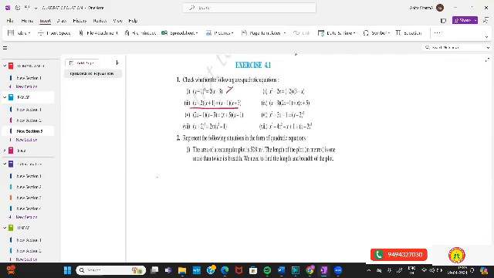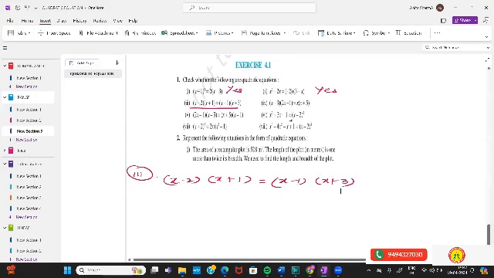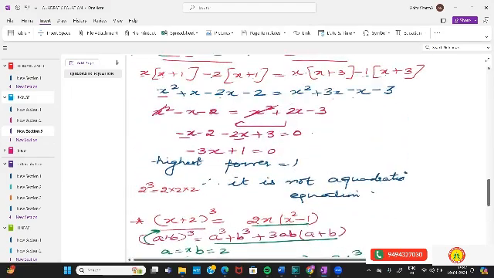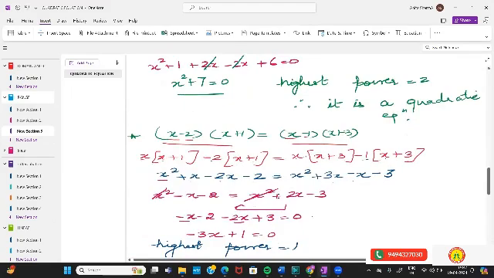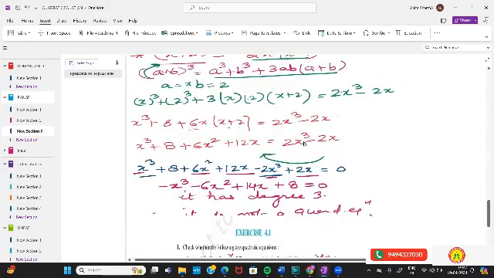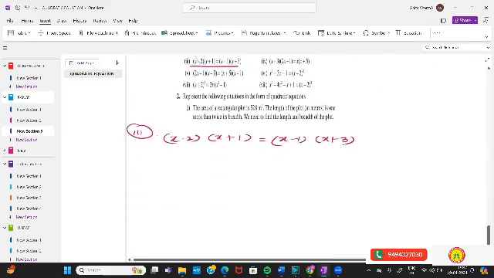Yes. The third part is (x minus 2) into (x plus 1) is equal to (x minus 1) into (x plus 3). This question was the same as this one. Right, beta? And it was having highest power 1. So it is not a quadratic polynomial.